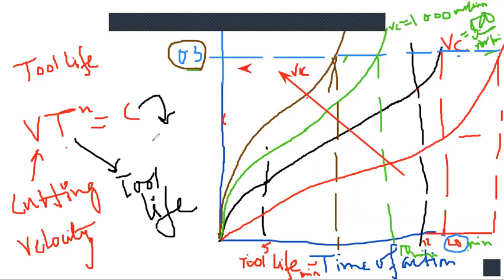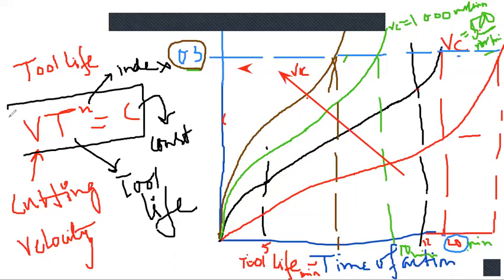C is a constant, which depends on work material and tool material. This n is the cutting index, which also depends on work material and tool material. This is VT to the power n, a very important formula. V means cutting velocity. In our next lecture, we will discuss this further.